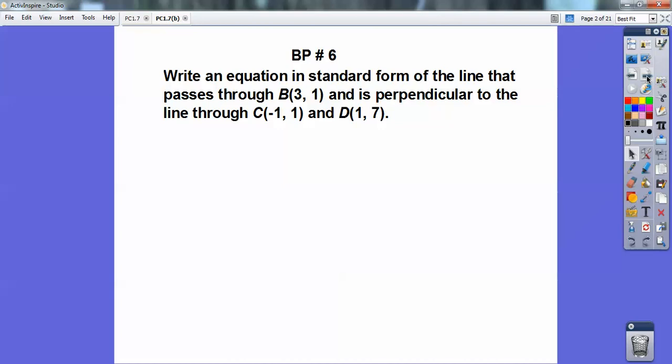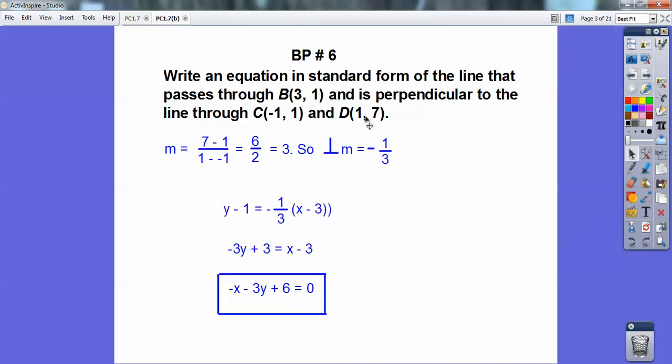Write an equation in standard form, ax plus by plus c equals 0, that passes through (3, 1) and is perpendicular to the line that goes through these 2 points. Okay, first I've got to find the slope. The slope of this line right here is 3, so the perpendicular slope is negative 1/3.